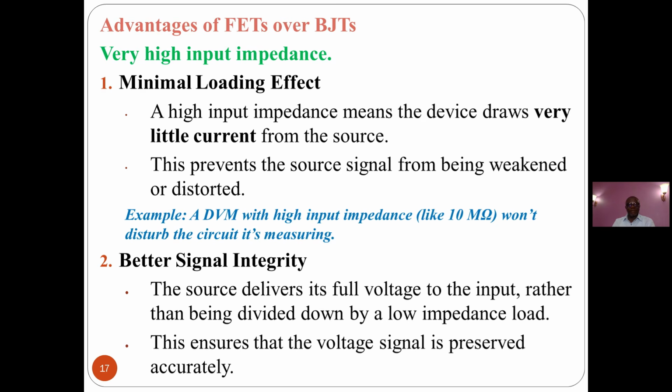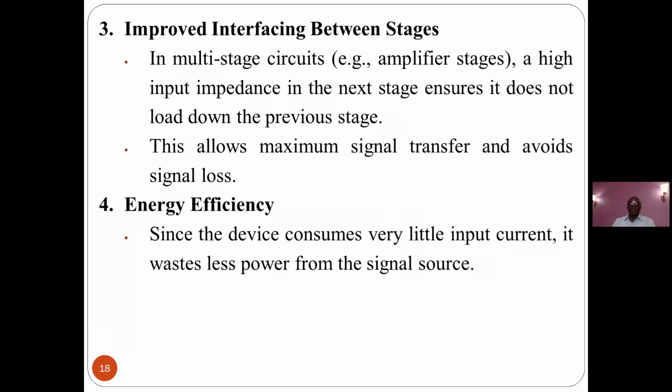The second one is better signal integrity. The source delivers its full voltage to the input rather than being divided down by a low impedance load. This ensures that the voltage signal is preserved accurately. That is, the voltage you're measuring is what it is. You have better signal integrity.